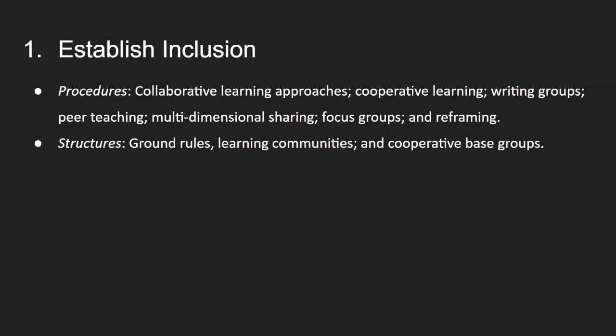So what kind of procedures and structures would take place in an inclusive classroom? Collaborative learning approaches, cooperative learning, writing groups, peer teaching, multidimensional sharing, focus groups, reframing. You can organize this through your ground rules in learning communities and cooperative-based groups. A lot of these things are things that we know as educators, things that you may be completely aware of from different trainings or parts of pedagogy, but it's really finding a way to interweave them into the classroom. So again, that UDL design overarching: how can I make students feel more comfortable to share?